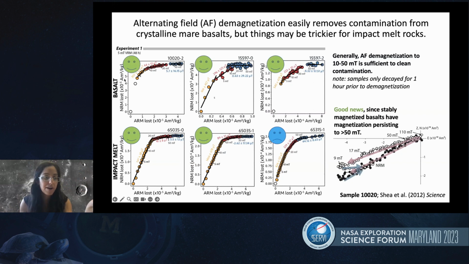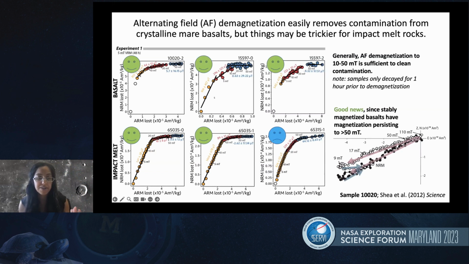So what we noticed with our Mare basalt samples is that, yes, there was contamination in the rocks indicated by these positive slopes, but if you get to high demagnetization steps, we always get flatlining. We are always able to remove that contamination using alternating fields of 10 to 50 millitesla, which is pretty typical in our experiments. And that's good news because the stably magnetized basalts that have been inferred to have dynamo records have magnetization persisting to well above 10 and 50 millitesla. Here's an example of 10020, where the magnetization proceeds to over 100 millitesla.